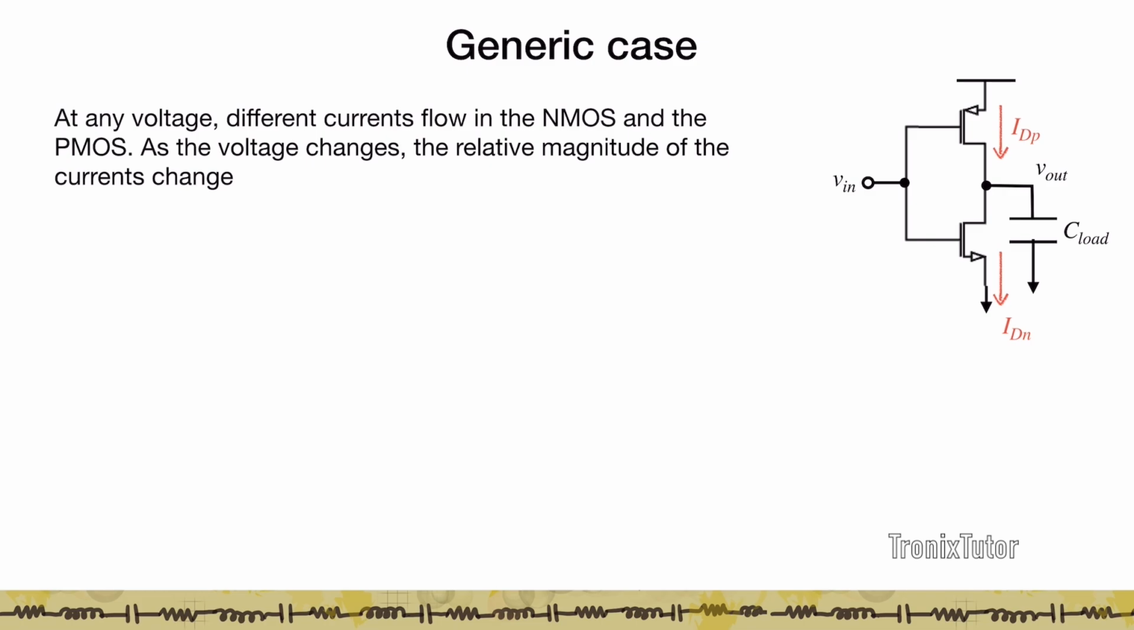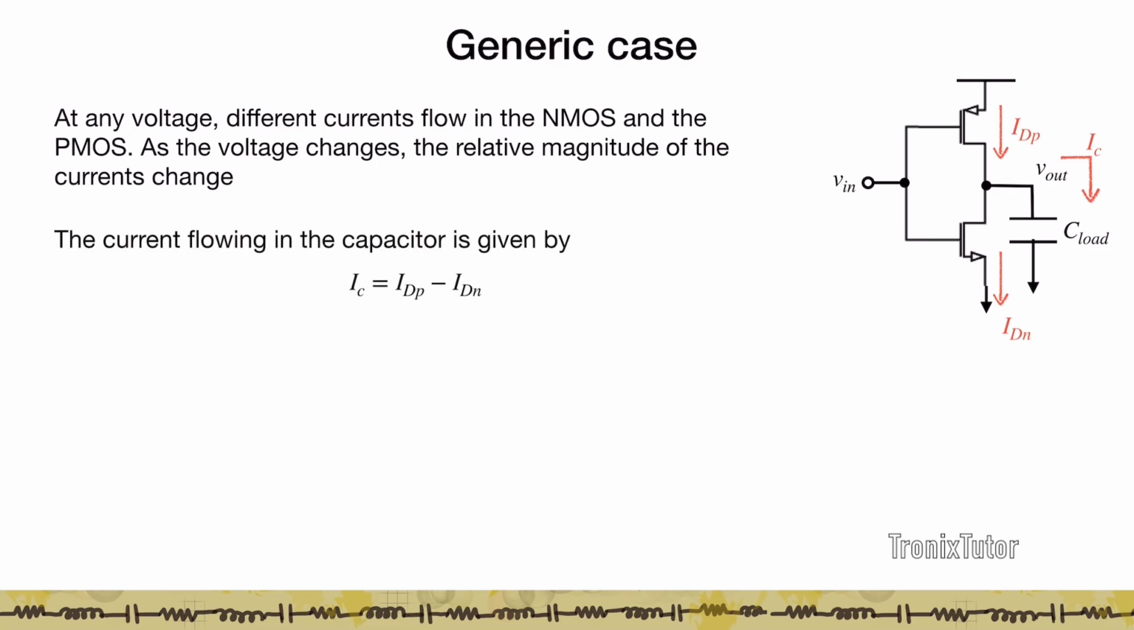So at any point where Vin is in between 0 and VDD, in the most generic case, there might be a PMOS current and there might be an NMOS current, which means that, depending on whether the capacitor is charging or discharging, there either might be a current flowing into the capacitor or a current flowing out of the load capacitance, right? And current flows into the load capacitor when the PMOS current is larger than the NMOS current, and current flows out of the load capacitor when the NMOS current is larger than the PMOS current.